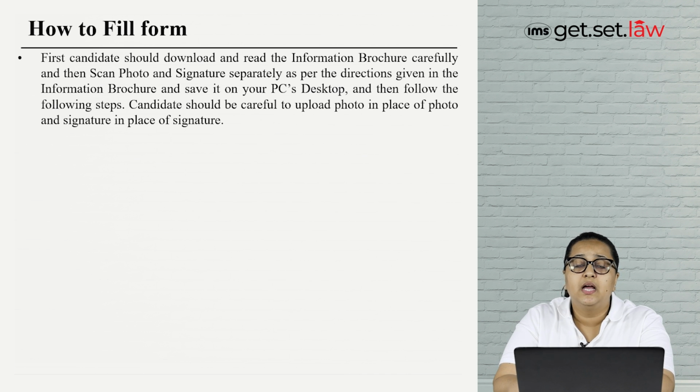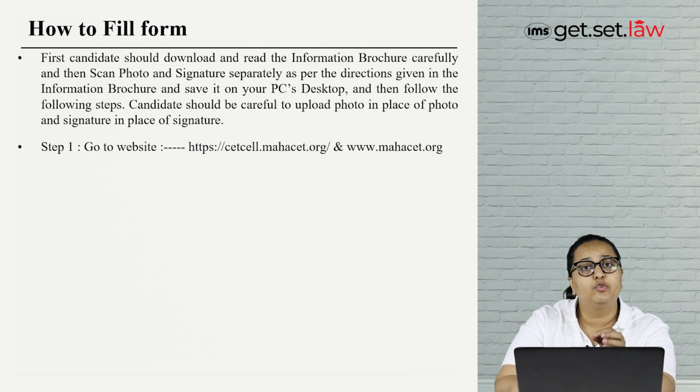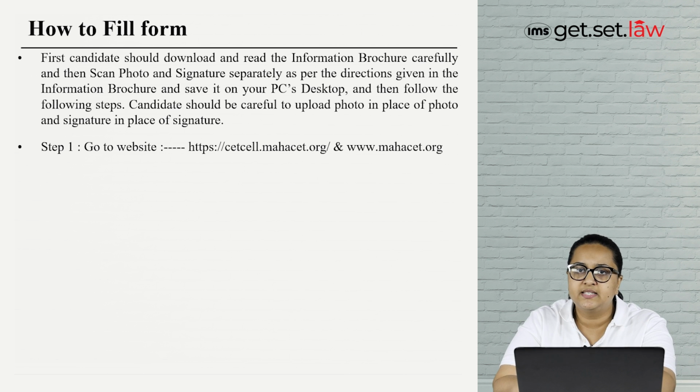Coming to the next part, how are you expected to fill the form? It is very important for you to firstly read the information brochure very carefully. Please be aware that you have to have a recent photograph and a signed signature copy scanned and available in your desktop, that is in your PC or any of the systems from where you are filling the form. Now, knowing these things, firstly, you have to go to the website. The names of the websites are available on the screen. Please be aware, these are the official websites. Only and only fill your form from the official website itself.